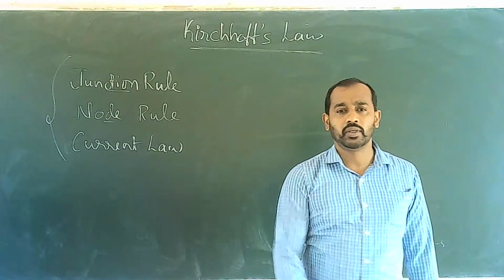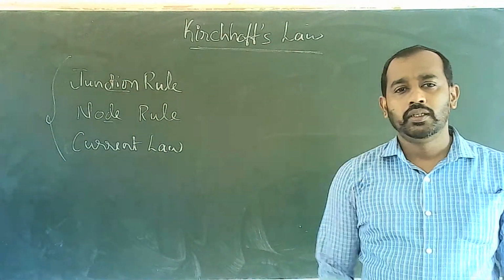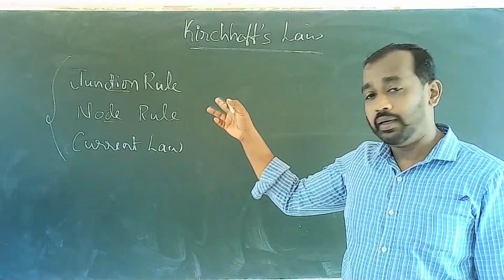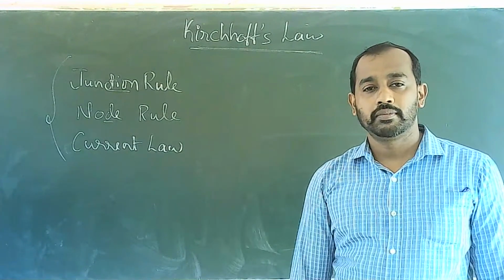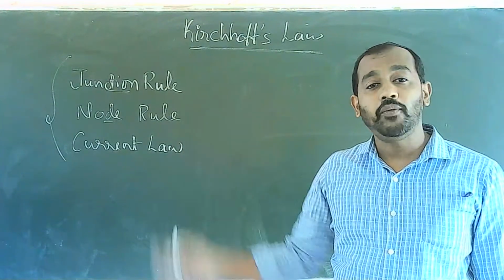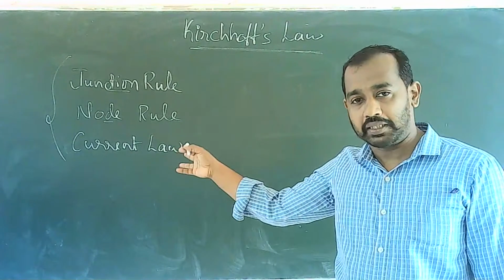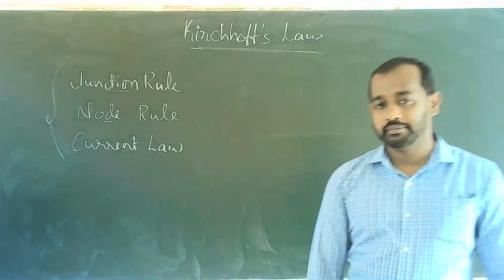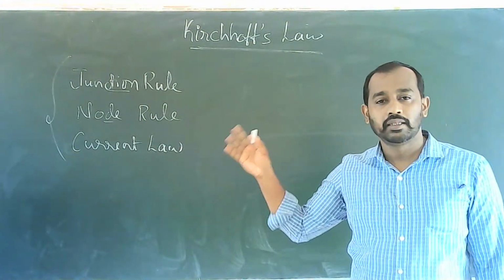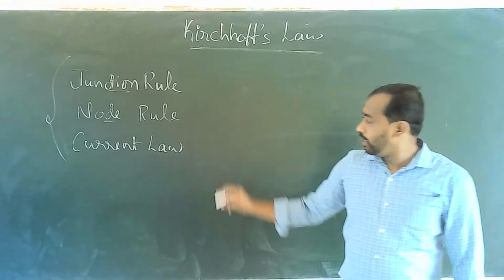So first, we need to understand what is the meaning of the junction or node. Junction and node are one and the same. What is the meaning of it? You might have heard the name of the junction. It is the point where more than three paths are connected. That is known as a junction.